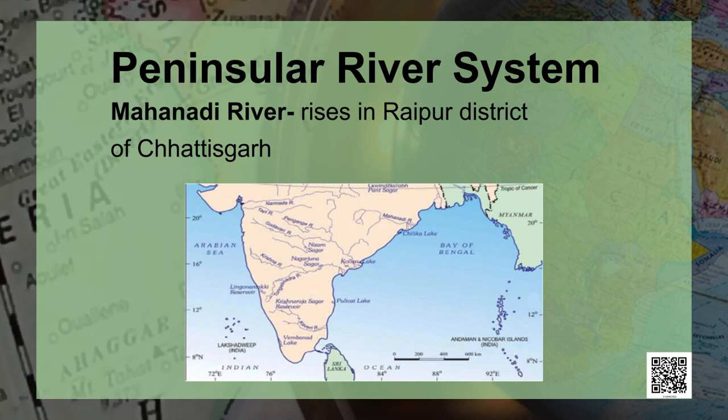The second major river system of India, as discussed before, is the peninsular river system. Peninsular river systems consist of a large number of rivers. First of all, we will be discussing the Mahanadi river. Look at the map. Mahanadi rises in Raipur district of Chhattisgarh and runs through Odisha to discharge its water into the Bay of Bengal. It has a catchment area of 1.42 lakh square kilometer.